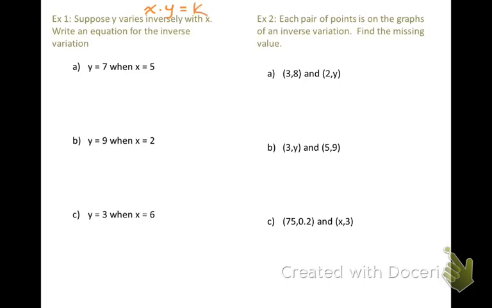Write the equation for the inverse variation. First, you need to find out what k equals. K always has a number attached, and the x and y, when we're finished, should not have one. So it would go 5 times 7 equals k. 5 times 7 is 35. So your answer will look like this: xy equals 35. And that's all you're doing.